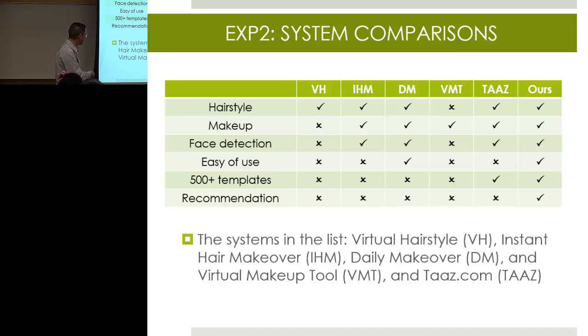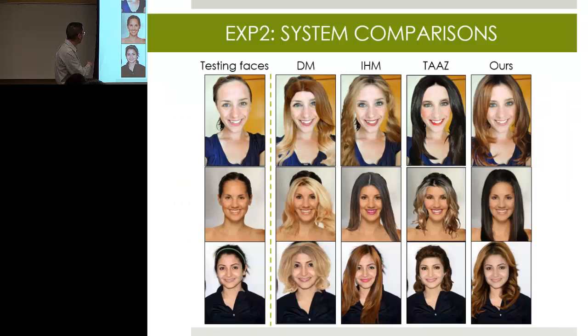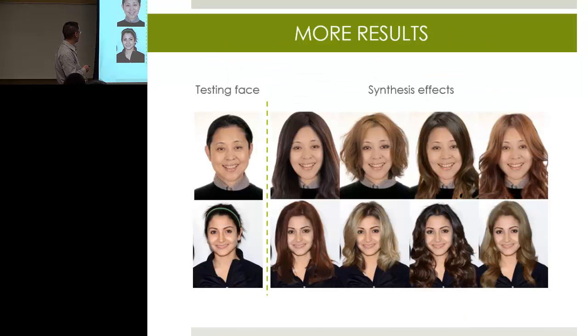But basically, the result from TAAZ.com, which is a company owned by Professor David Kriegman, is actually quite good. The only limitation is that it has no recommendation. So here is some comparison between our system and some other online systems. I have to say the result from Professor David Kriegman's system is good, but because here we select some faces that are very special, sometimes the result is not so good.